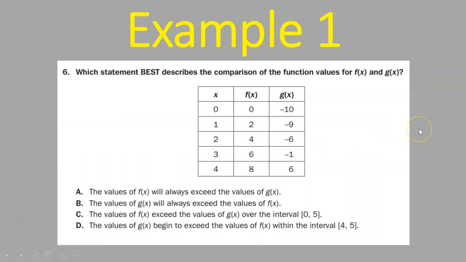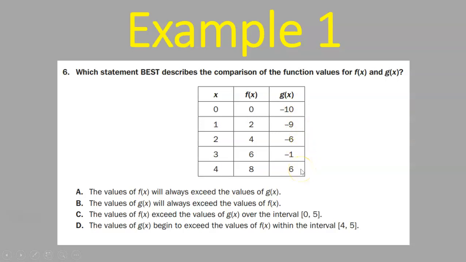Now, this is used from the State of Georgia Department of Education question. It says, which statement best describes the comparison of the function values for f of x and g of x? So I noticed right away that f of x is definitely linear. You're growing by 2 each time. There's no doubt about it. Meanwhile, g of x is also growing, but if you'll notice, you're adding 1, then you're adding 3, then you're adding 5, then you're adding 7.